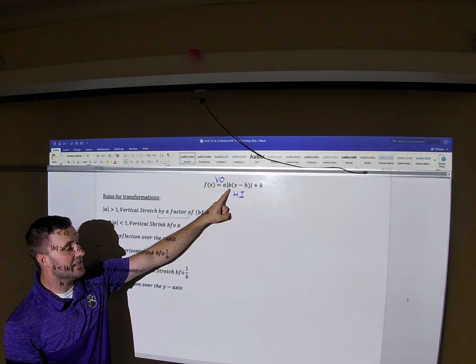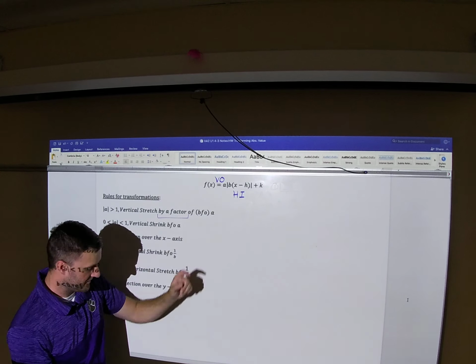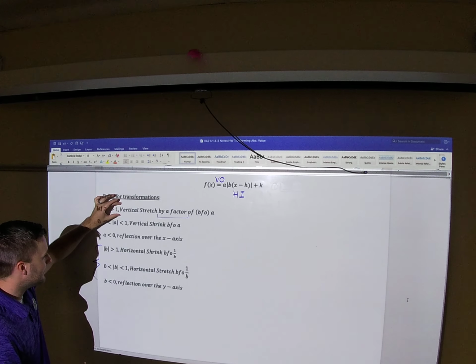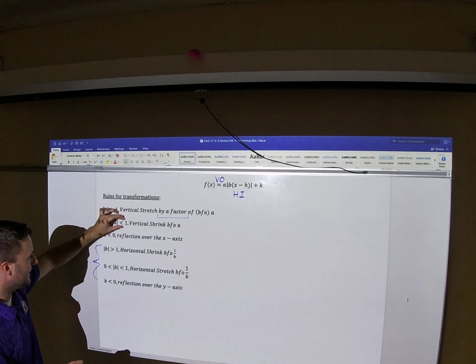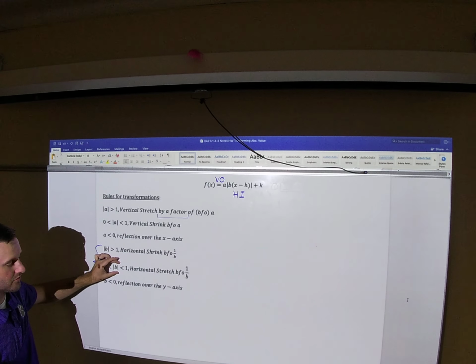For example, if B is 3, then I would have a horizontal shrink. I'd be pushing in from left and right. So again, if I had a big lump of Play-Doh and I pushed in from left and right, what's going to happen to that Play-Doh? It has nowhere to go but up and down, right? In the same way, if I had a V-shaped graph and I pushed in from left and right, it's going to get skinnier. A vertical stretch is going to look the same as a horizontal shrink, and a vertical shrink is going to look the same as a horizontal stretch.